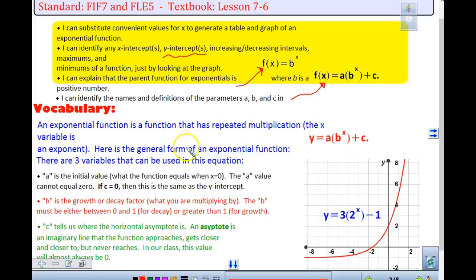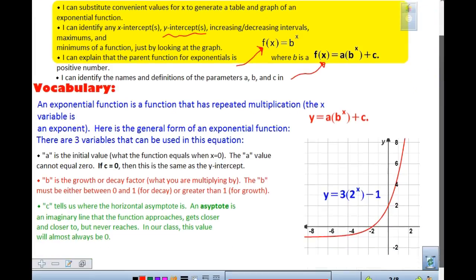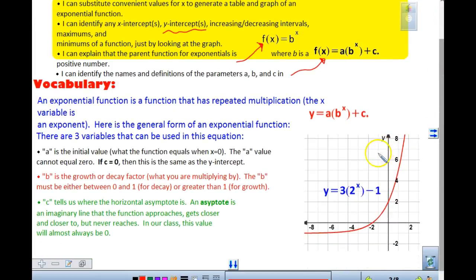So if we are looking at this, Joey, would you continue with the vocabulary? An exponential function is a function that is repeated multiplication. The x variable is an exponent. Here is the general form of an exponential function. There are three variables that can be used in this equation.